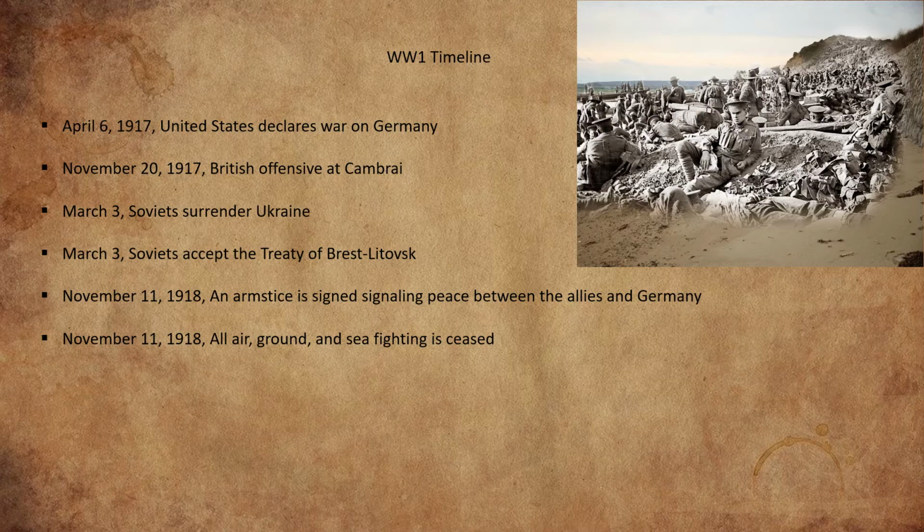On March 3rd, the Soviets surrender Ukraine and accept the Treaty of Brest-Litovsk. On November 11, 1918, an armistice is signed signaling peace between the Allies and Germany, which is led by Woodrow Wilson and his 14-point plan, which also starts the League of Nations.